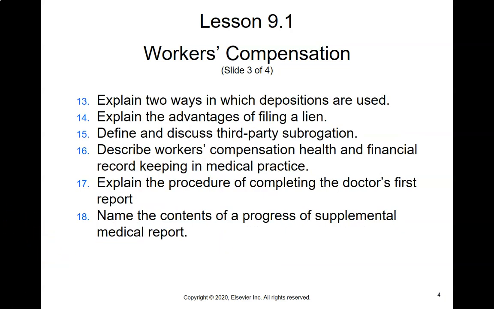13. Explain 2 ways in which depositions are used. 14. Explain the advantages of filing a lien. 15. Define and discuss third-party subrogation. 16. Describe workers' compensation health and financial record keeping in the medical practice. 17. Explain the procedure of completing the doctor's first report. 18. Name the contents of a progress or supplemental medical report.